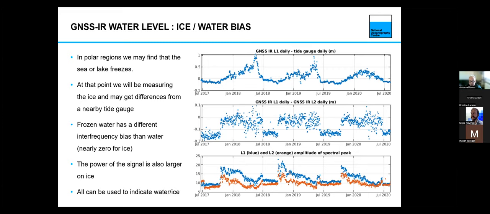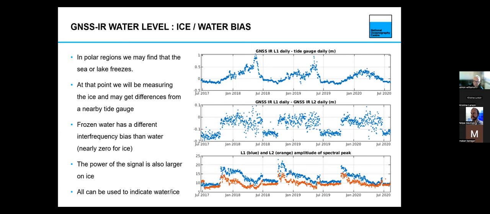The plot in the middle, so let's go from the bottom to the top. That's the GNSS-IR L1 dailies minus the tide gauge, and you can see that over the winter periods, you get a buildup of ice, so you're seeing differences from the tide gauge. In the middle, we get the interfrequency bias between the L1 and the L2. When it's ice, there's very little bias between the two, and when we have water, we have a bias of about 15 centimeters. We also have different power when the signal is reflecting off ice compared to water, so you can see that in there, and that can be used. All of these things can be used to indicate whether you have water or ice if you want to get rid of that effect.